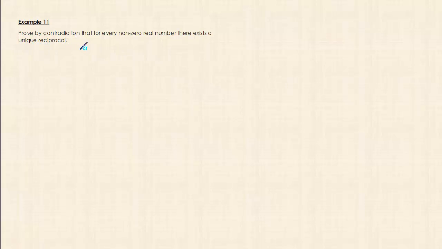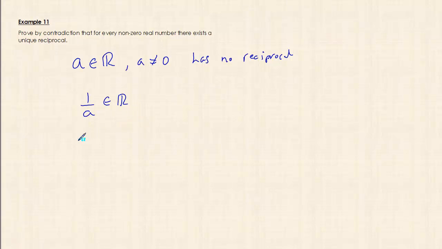Prove by contradiction that for every non-zero real number there exists a unique reciprocal. So let's have A belonging to the reals, and A has to be non-zero, and we're assuming that it has no reciprocal. But 1 over A must belong to the reals as well, and A times 1 over A would be equal to 1, and there we have a contradiction.